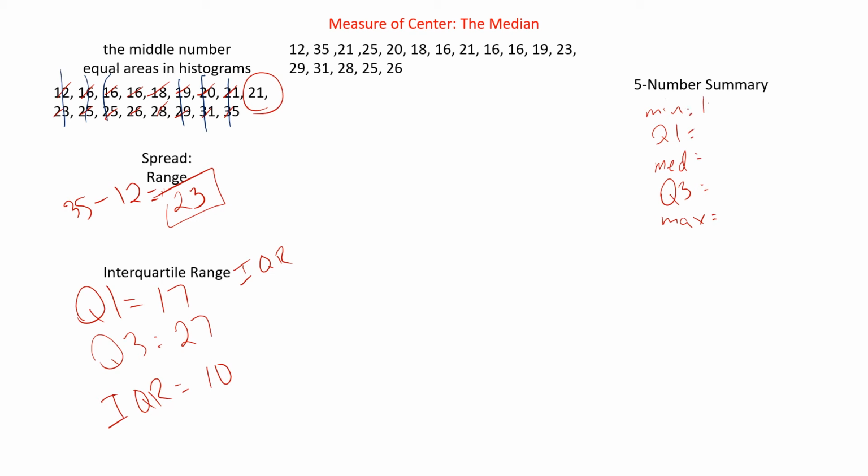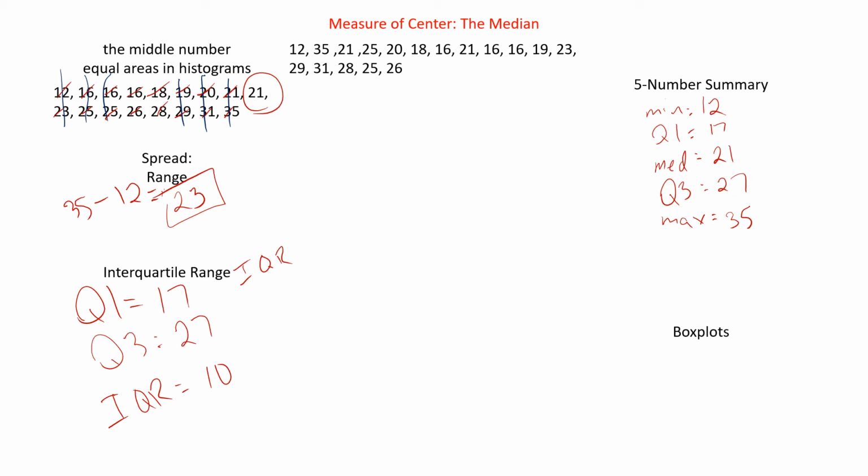So the minimum was just 12. The maximum was 35. It's the smallest and the biggest. The median we found was 21. And the quartiles were 17 and 27. That's what the 5-number summary does. It gives us a bit of information about the data in a fairly short amount of time.